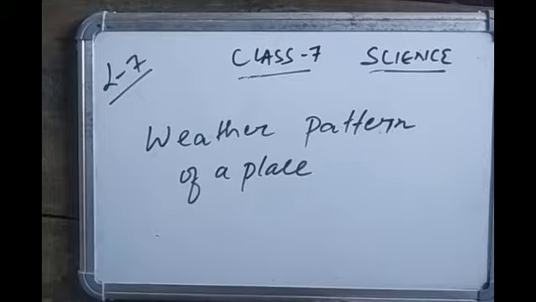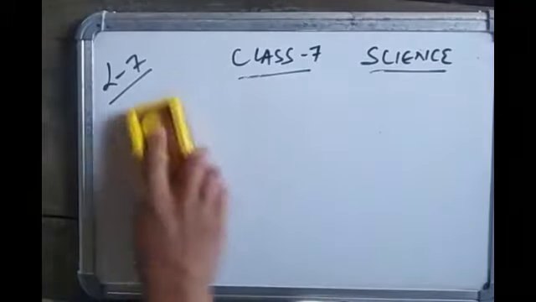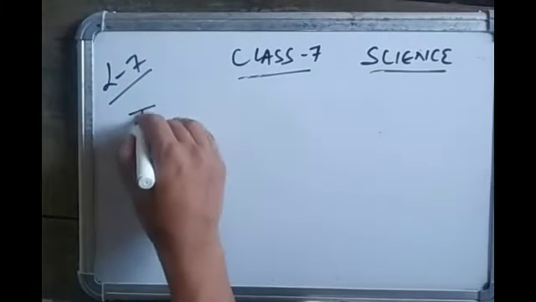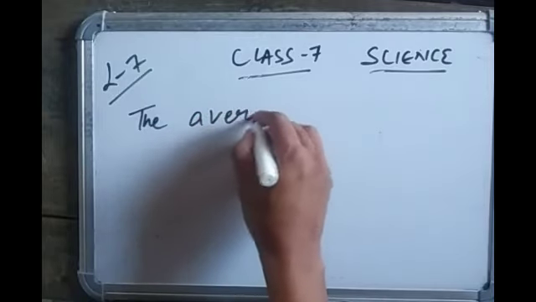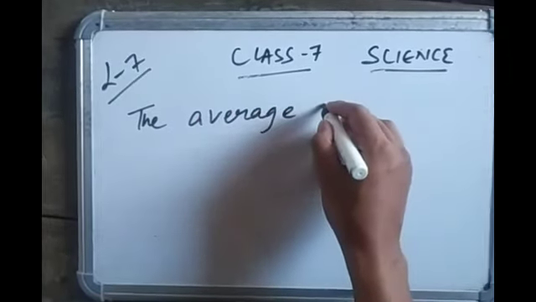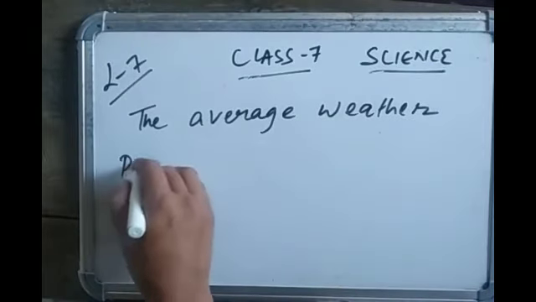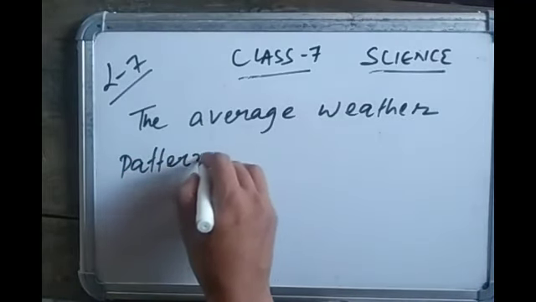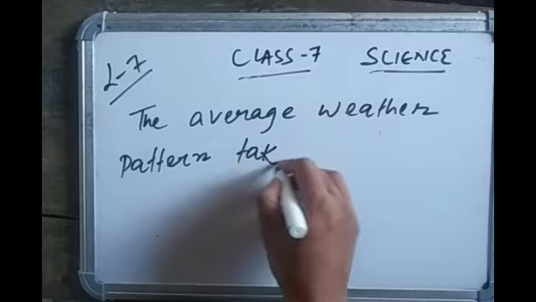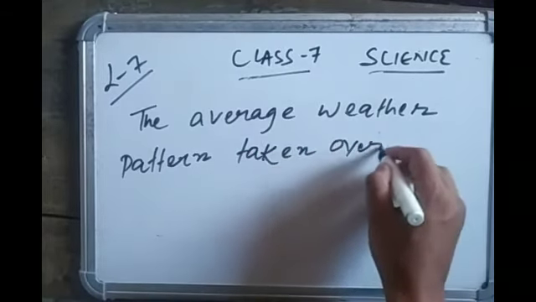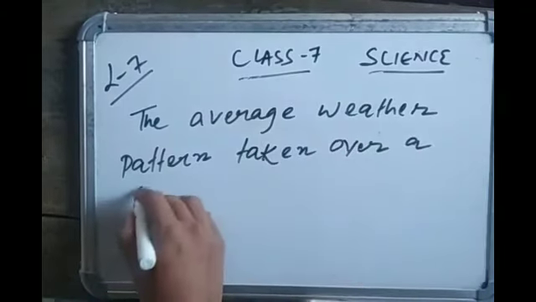So the average weather. So here comes the definition of climate: the average weather pattern taken over a long time.